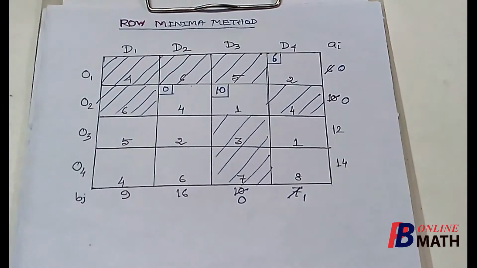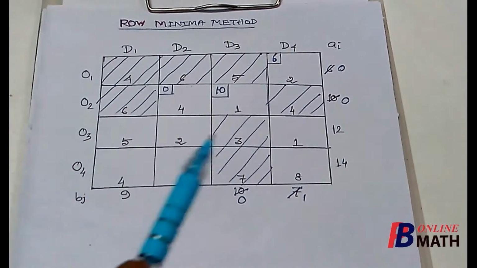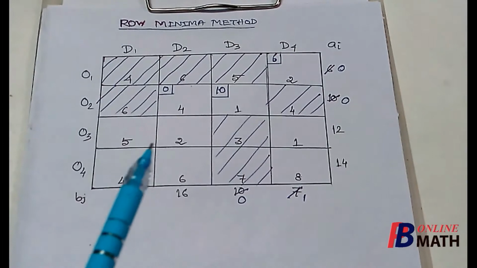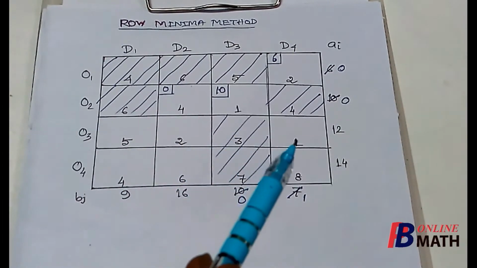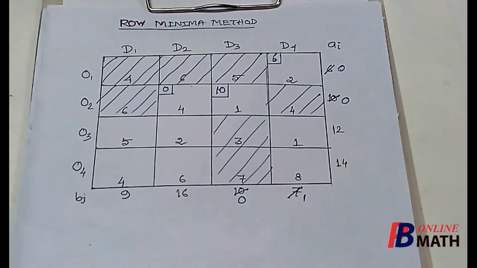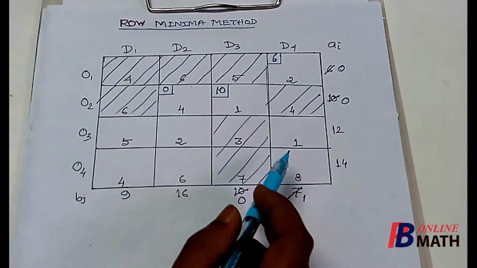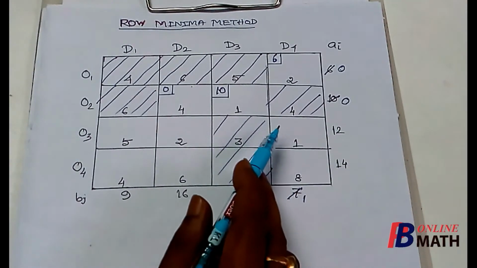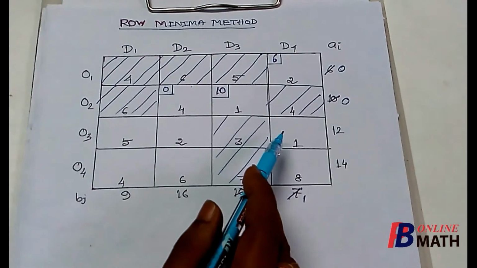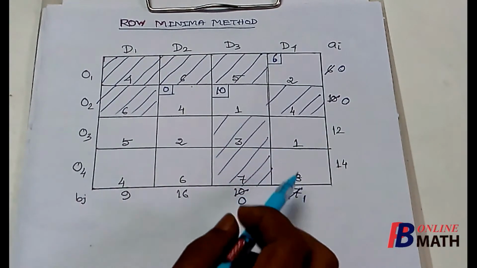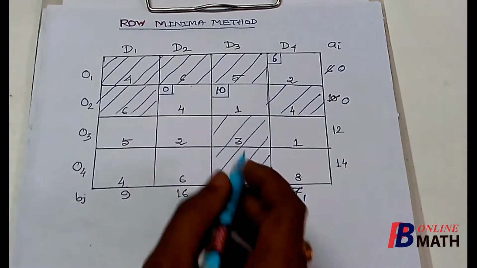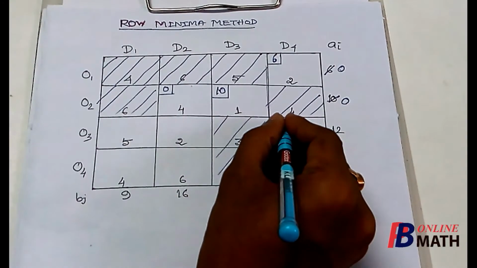Next, we consider the next row, and here we find that the minimum cost value from the next row is 1. So the next allocation will be made in this cell. Now to find the value of this basic variable, we have to check the corresponding capacity and demand, out of which 1 is minimum. So we can allocate 1 here.